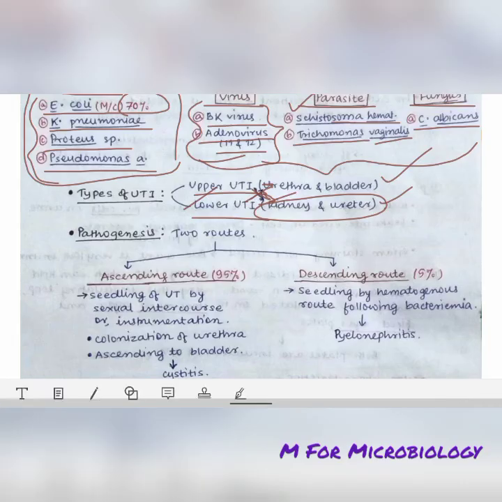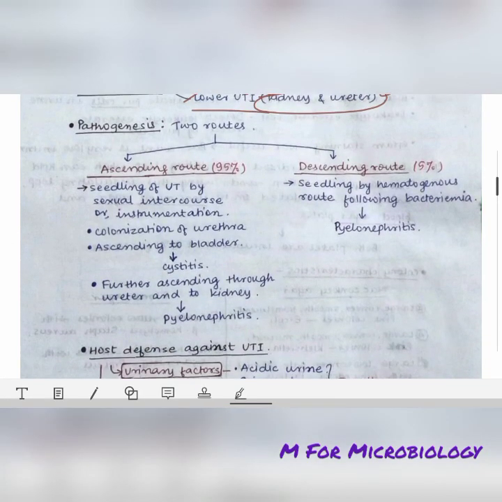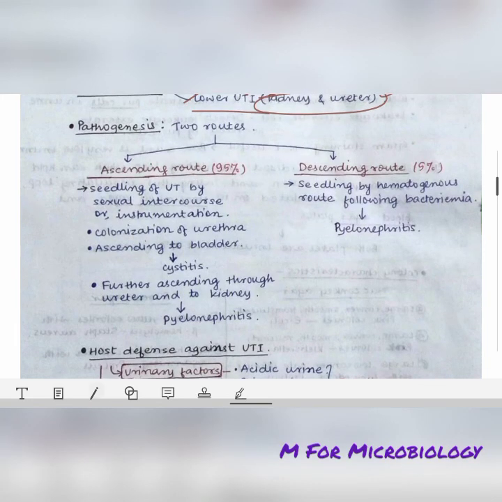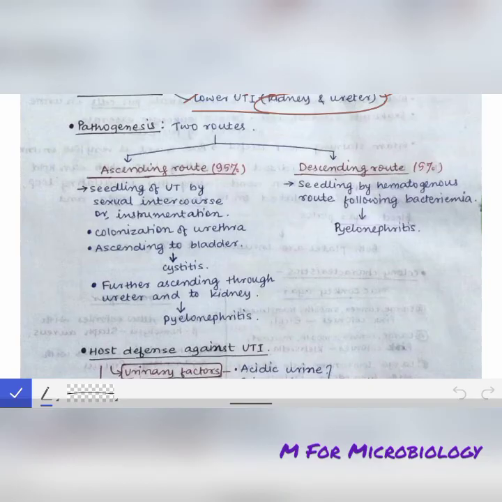Now coming to the pathogenesis of this UTI. In short, we will read about the pathogenesis. Sometimes it is asked as a very short note in the structured long answer questions, which are very common nowadays. So we'll read it in a very simple manner. The pathogenesis occurs via two routes. One is the ascending route and the other one is the descending route.